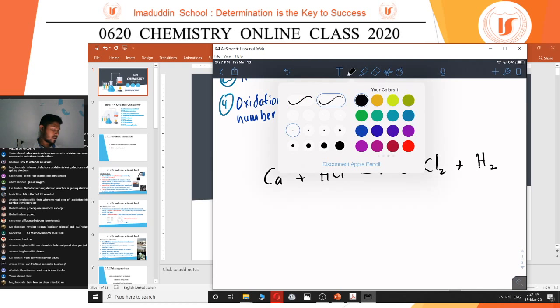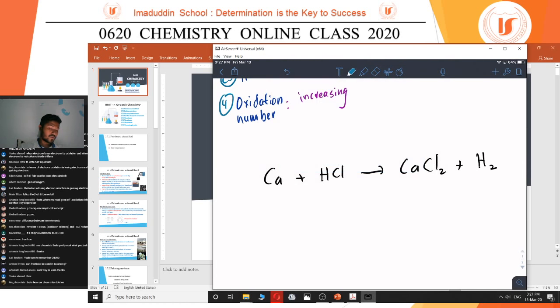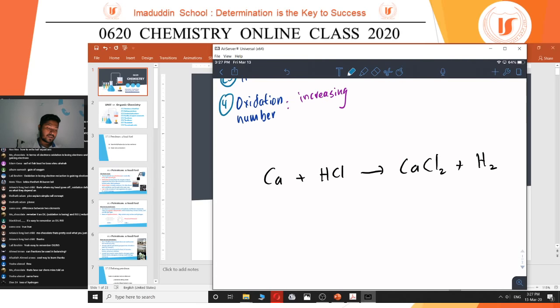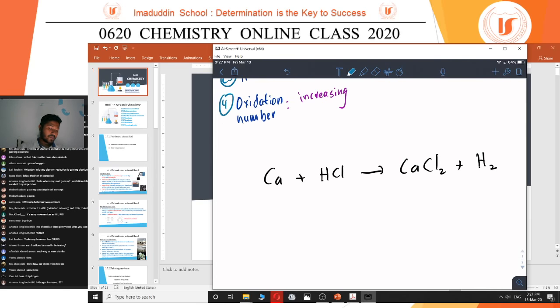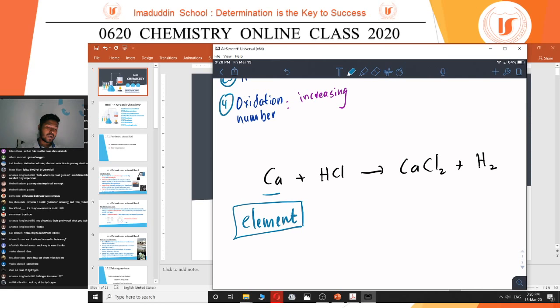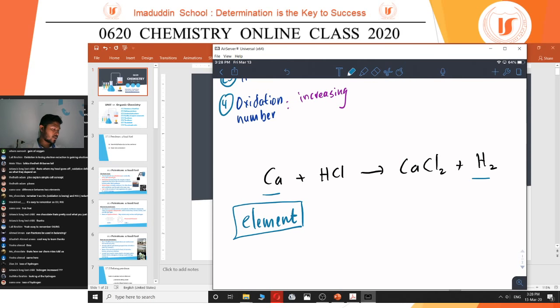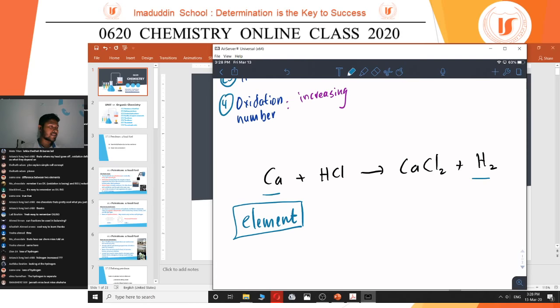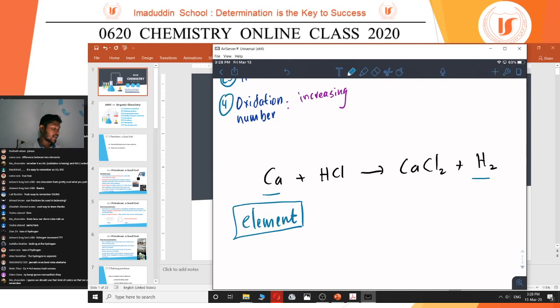The easiest way for you to know whether a reaction is a redox reaction is that there will be an element on either side, whether right side or left side. If an element is there, then we know the reaction can be redox. But if all the reactants and all the products are compounds, then the reaction cannot be redox.